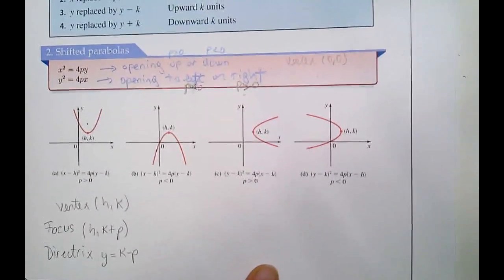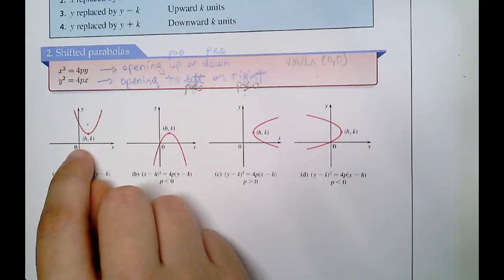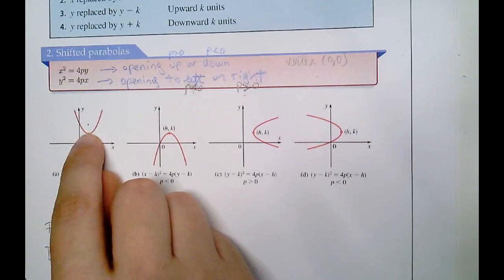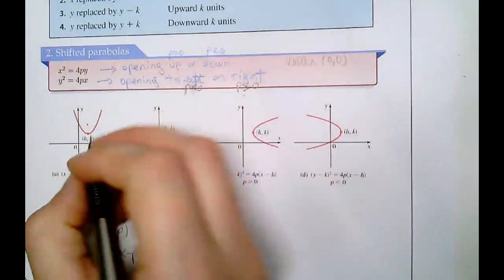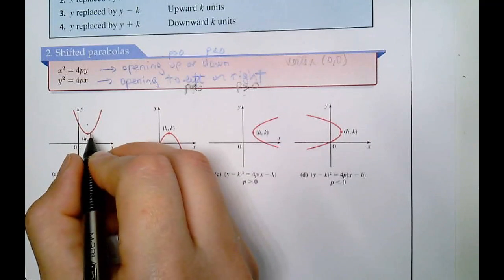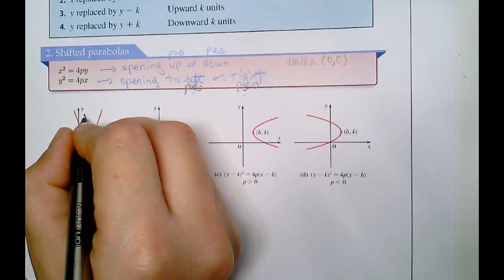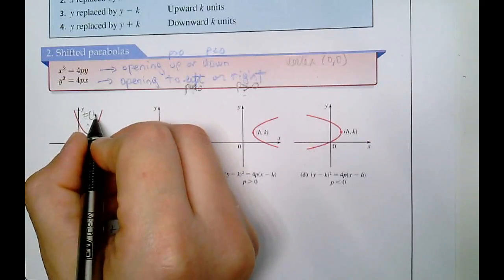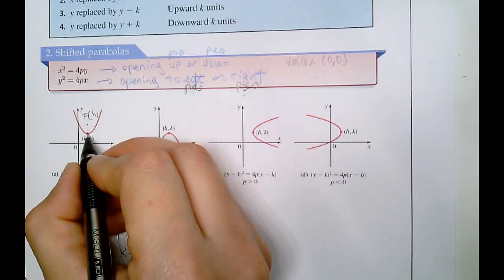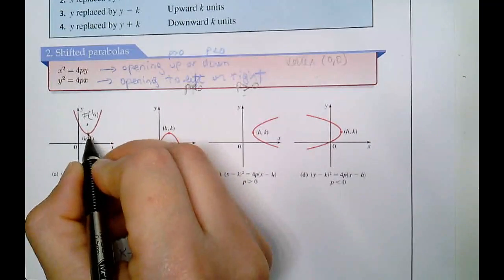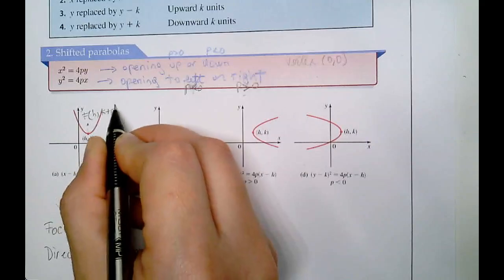So in the case, for example, in here, when you moved h units, you moved it to the right and then up, right? The focus changed from being at the value 0, p. The focus is now at the same x-coordinate as the vertex, so the x-coordinate is h, and then the y-coordinate of it is p above the vertex. So it's going to be the y-coordinate of the vertex, k, plus p.